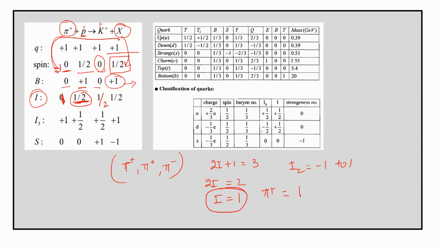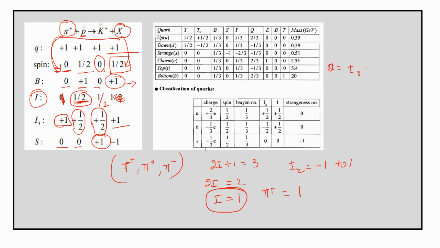So it will be 1. Here it is written wrong. It will be 1. Now I3 will be plus 1 for it, plus 1 by 2 for it, plus 1 by 2 for it, and plus 1 for it. Strangeness is 0 for pion and proton, and for kaon it is plus 1. That you will find from here.